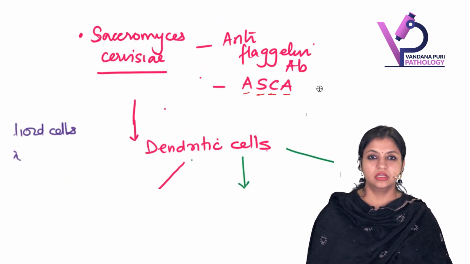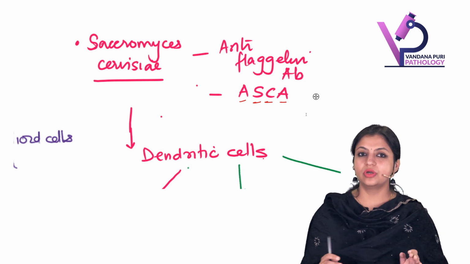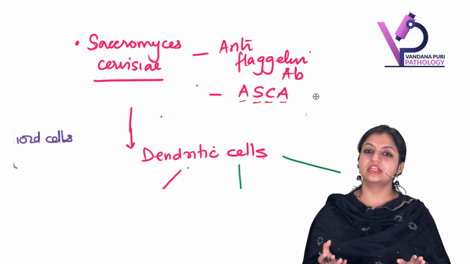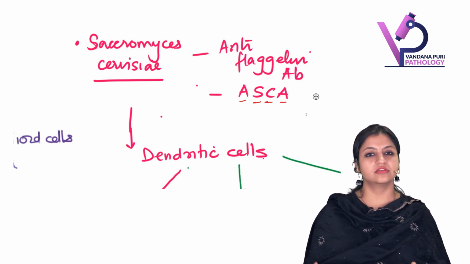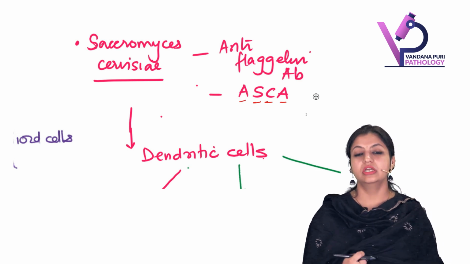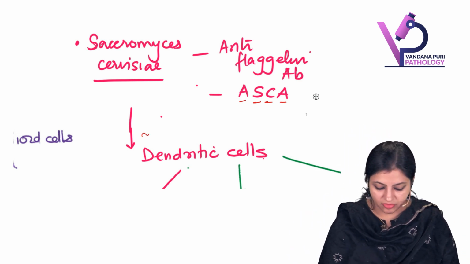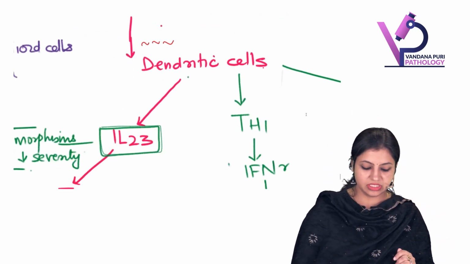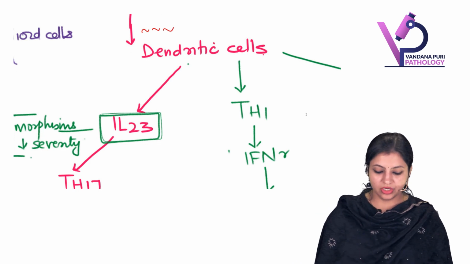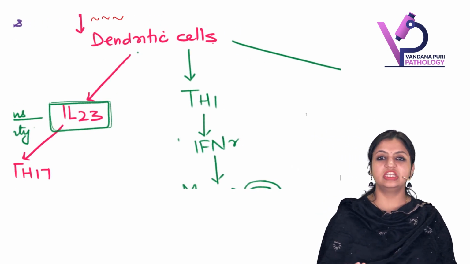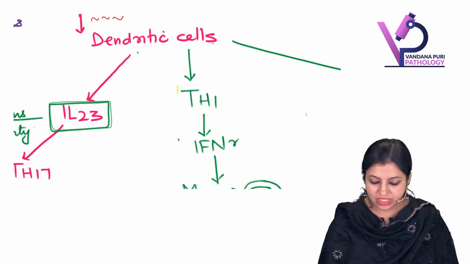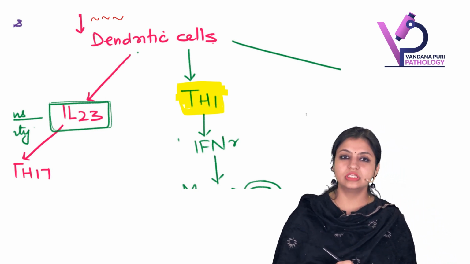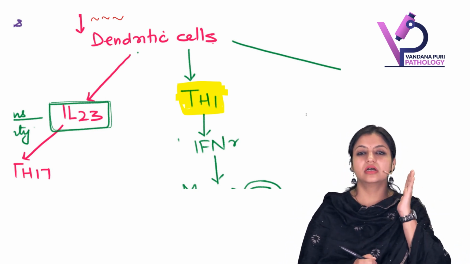First, as soon as we look at the causative organism, we have Saccharomyces cerevisiae infection, and this is associated with anti-flagellin antibodies or ASCA, anti-Saccharomyces cerevisiae antibody. Any bacteria in our body is picked up by dendritic cells. These dendritic cells will immediately go and activate TH1 cells. If TH1 cells are the predominant cells that are activated, this is Crohn's disease. So in Crohn's disease, it predominantly activates TH1 cells.